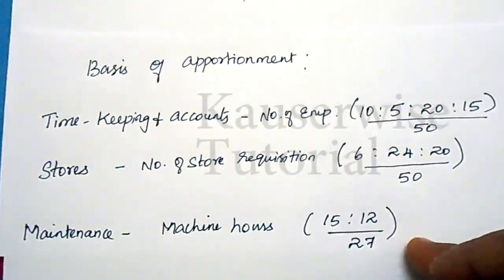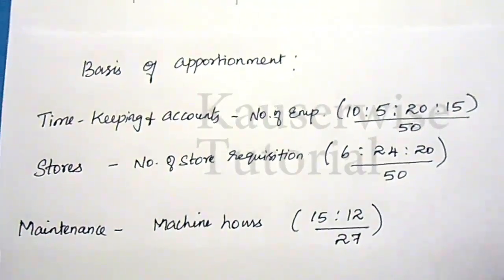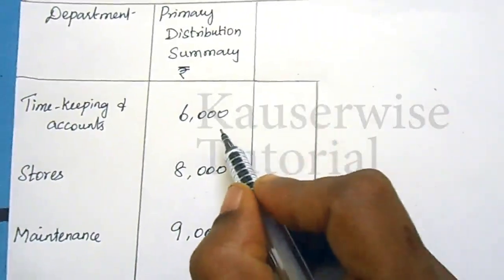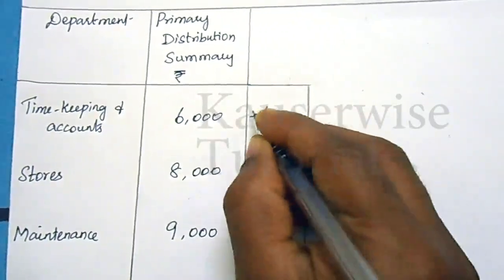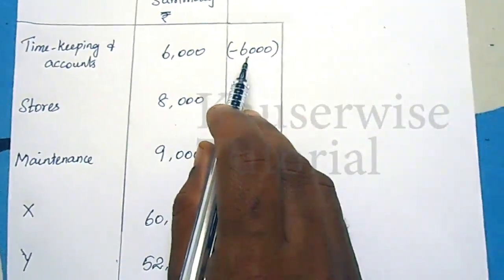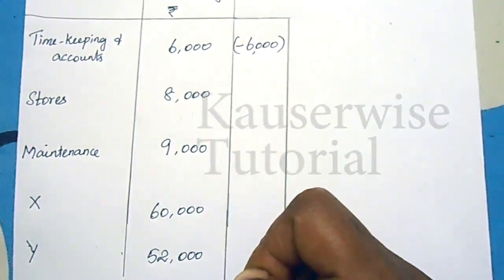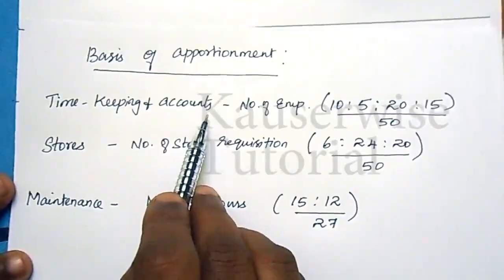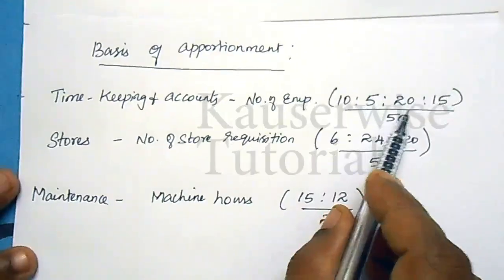So we are going to distribute the three service department costs to all other departments, including service and production departments, based on this ratio. Step 1. Take the timekeeping and accounts department overheads and distribute this amount to all other departments except the same department. This amount will be distributed to both service departments as well as production departments according to the basis of proportion. The first one, timekeeping and accounts department overheads, will be transferred to all other departments based on this proportion: 10 is to 5 is to 20 is to 15.